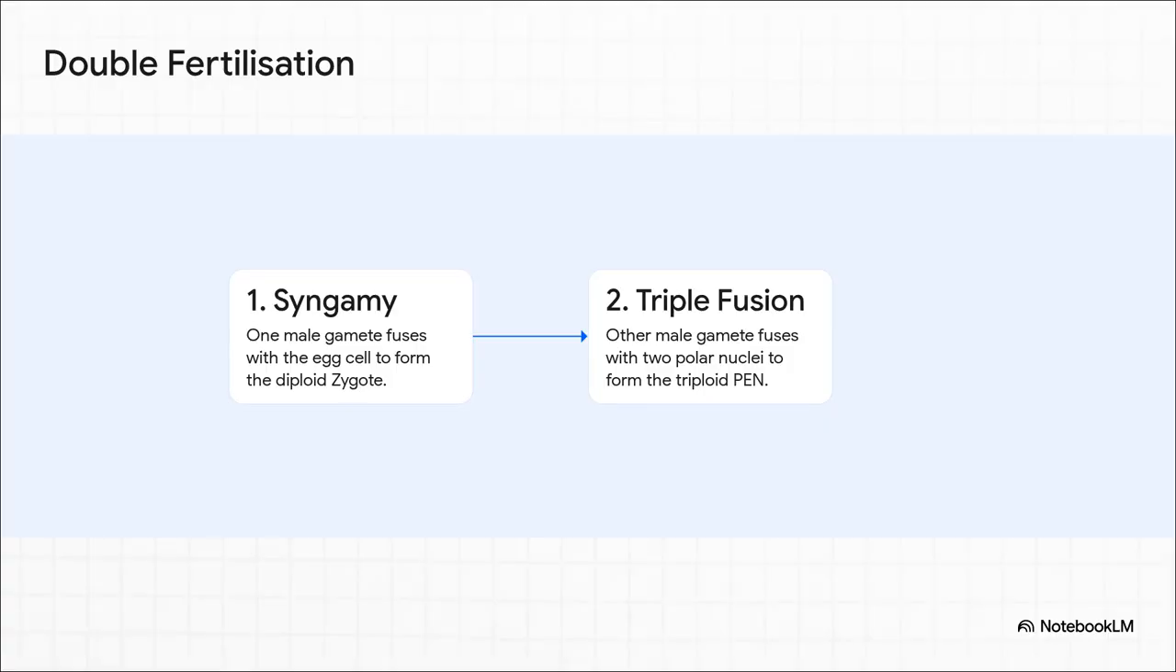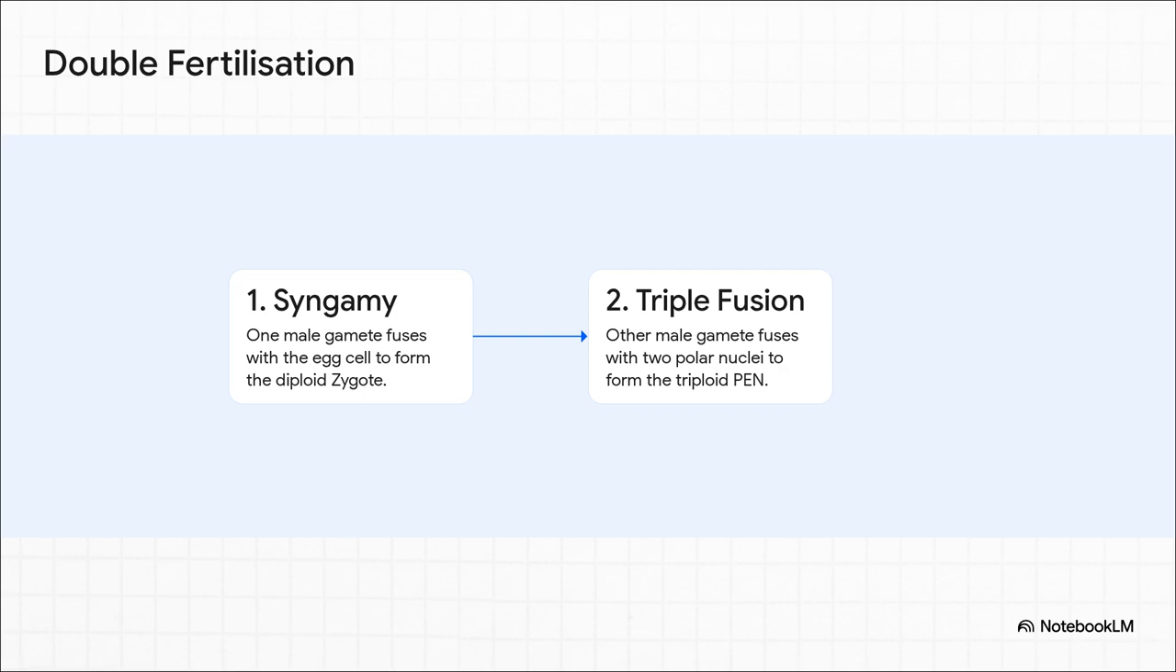And now we come to the main event, a process that is completely unique to flowering plants. It's called double fertilization. So after the pollen tube enters the ovule and reaches the embryo sac, it releases 2 male gametes. And here's where the double part comes in. The first fusion event is called syngamy. One male gamete fuses with the egg cell, and this forms the diploid zygote, the cell that will grow into the embryo. At the same time, the second fusion event happens.